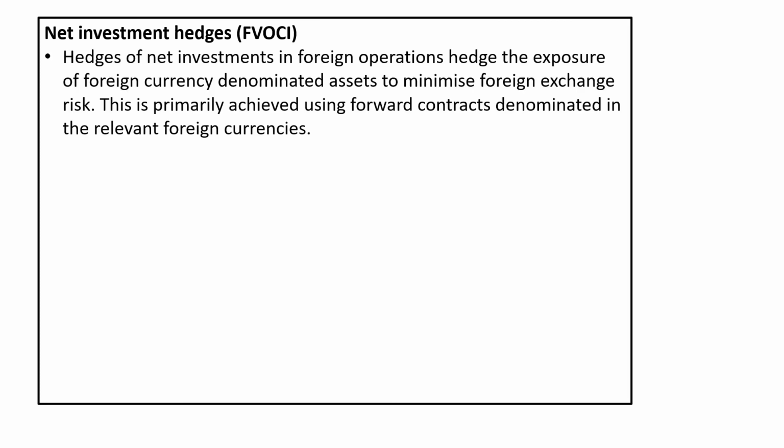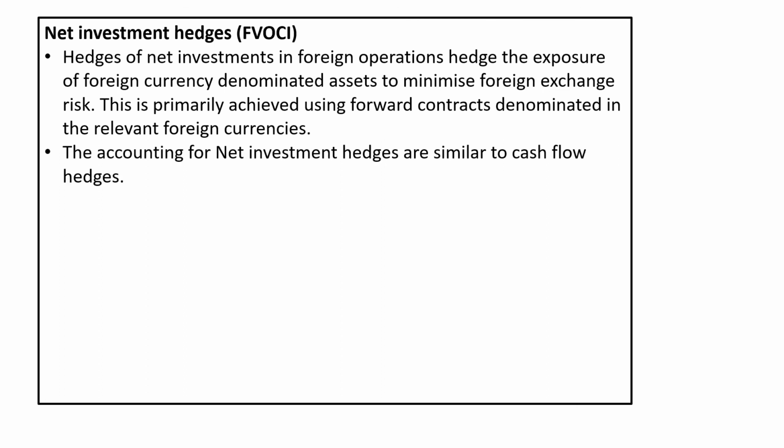So the last type of hedge is called the net investment hedges, and it's measured at fair value through other comprehensive income. Hedges of net investments in foreign operations hedge the exposure of foreign currency denominated assets to minimize the foreign exchange risk. This is primarily achieved using forward contracts denominated in the relevant foreign currencies.